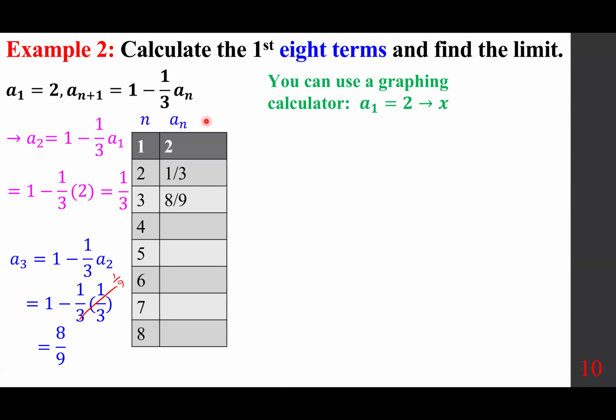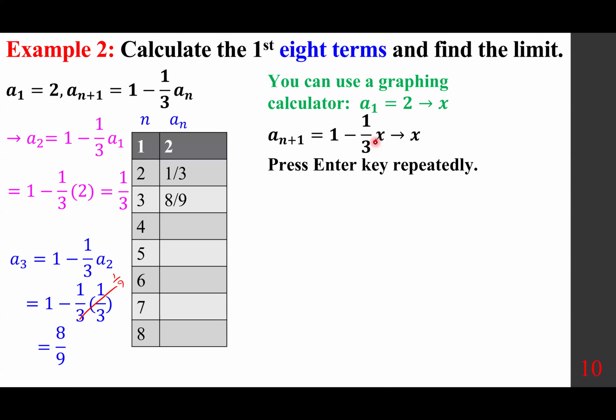So a sub 1 is 2. You store it in x. A sub n plus 1 is 1 minus 1/3 x. You store 1 minus 1/3 x in x, because that's what you have here. That means you're assuming the limit exists. So you're just saying the limit is 1 minus 1/3 of the limit. The L that we used at some point, if you remember, now we're using x. Same thing.